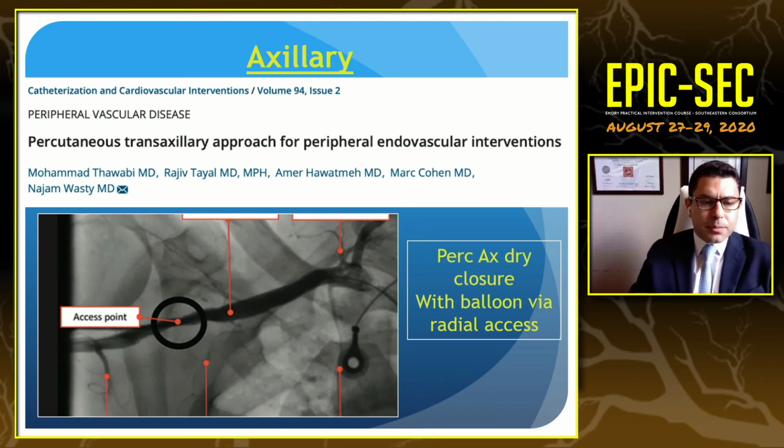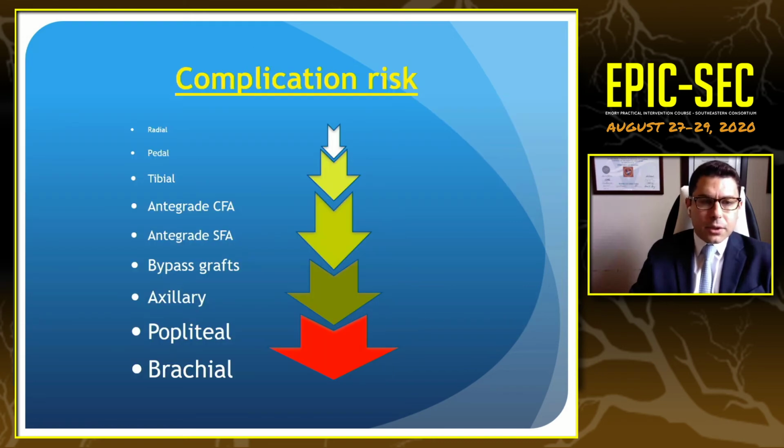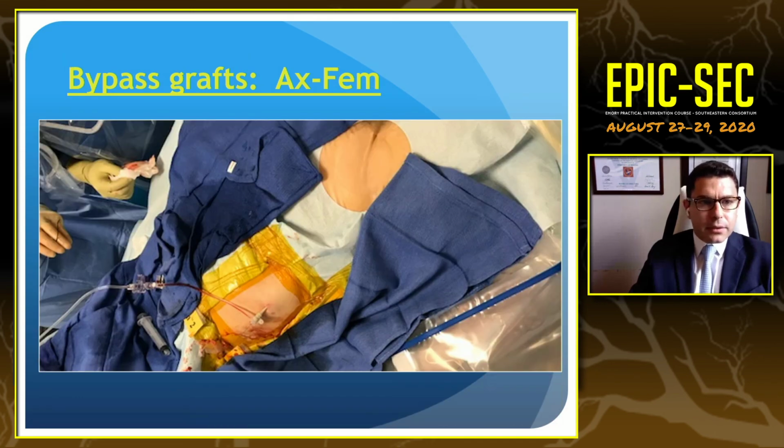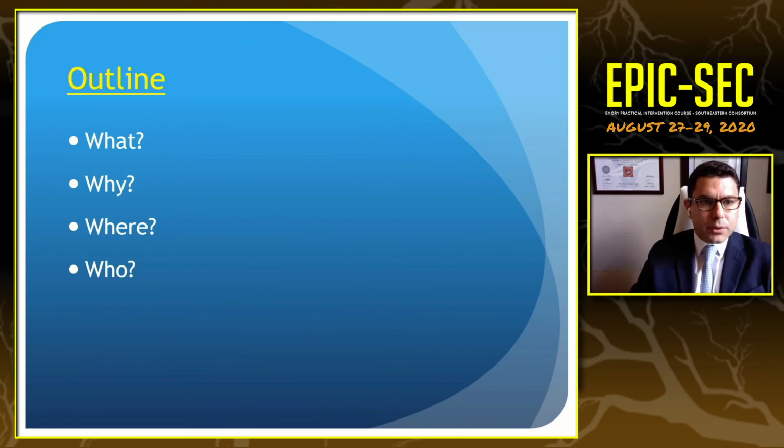Axillary access has picked up in the structural world interventions and mechanical circulatory support and is now preferred over brachial access given the ability to control bleeding, and is usually picked for aortoiliac interventions. This is a figure that shows the complication risk going from radial to brachial and all the access sites in between, and this is of course to be taken into account whenever we plan a case. The access sites also include extra anatomical bypass grafts, like in this case where an Ax-Fem bypass was picked for an intervention. It is doable.